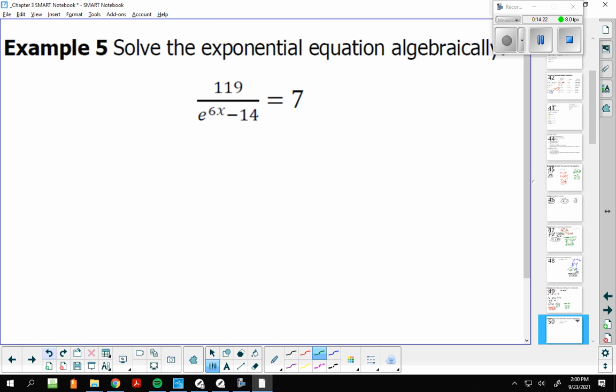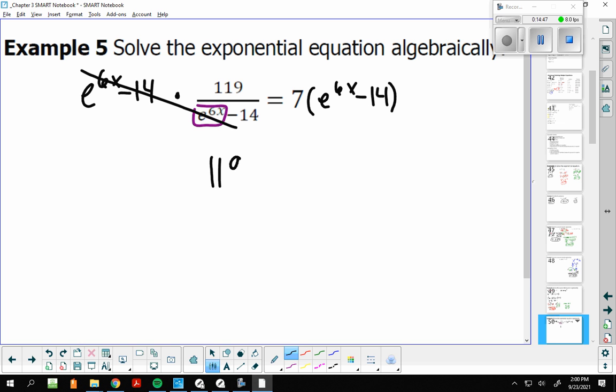All right. Same thing. Solve the exponential equation algebraically. Ultimately, our first goal is to isolate our exponential part. How do we do that? Well, right now it's in the denominator. Where do you think we need to put it? In the numerator. So let's multiply both sides by e to the 6x minus 14. If I do it to one side, I have to do it to the other.